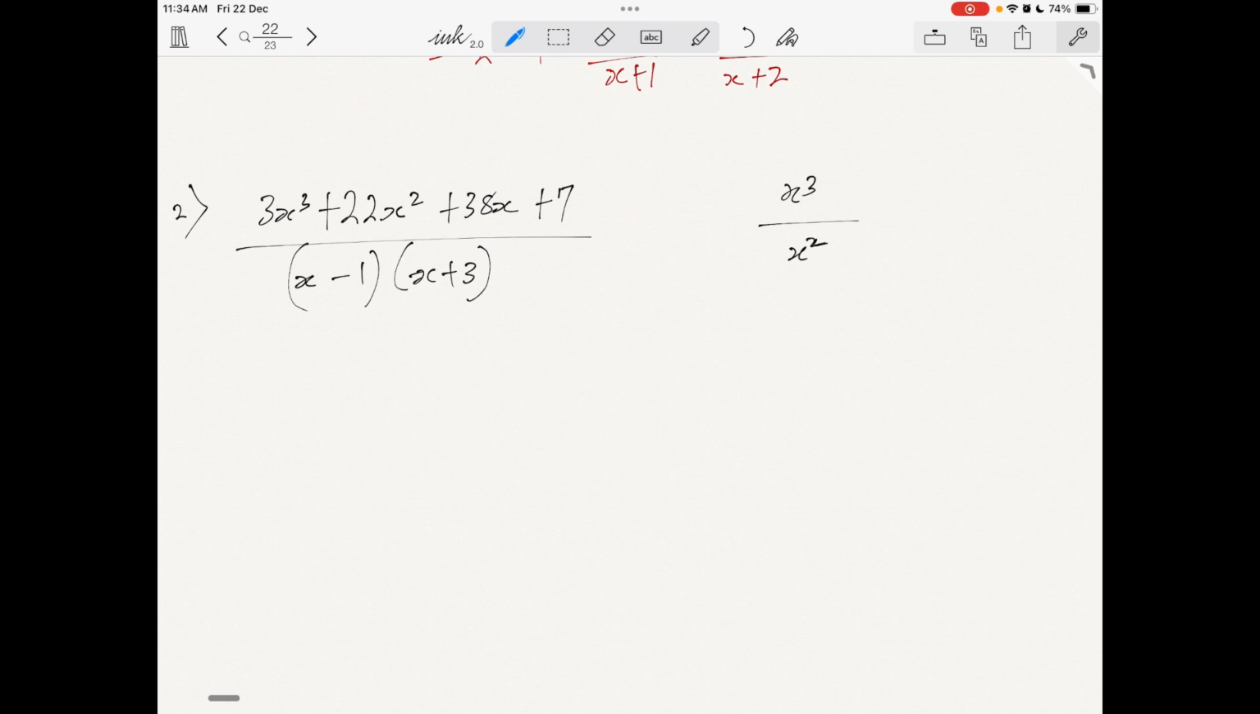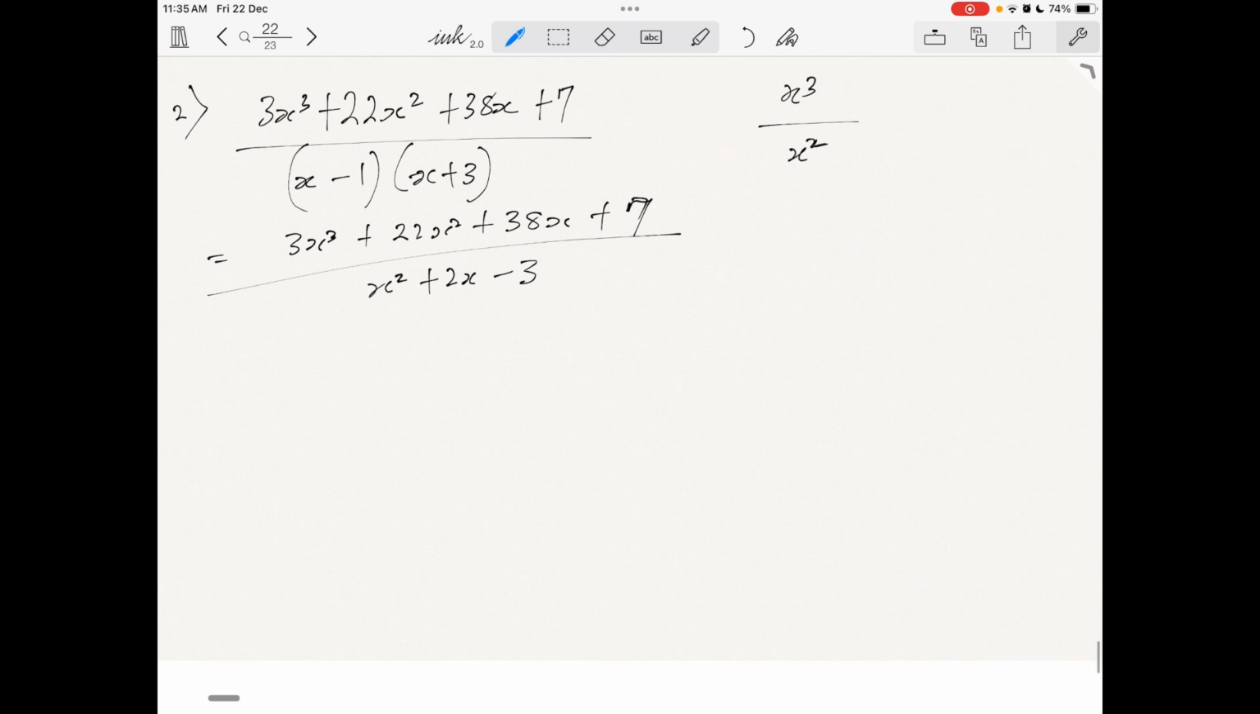So after that is done, we just have to open the denominator. Okay, so let's open the denominator. So we have 3x cubed plus 22x squared plus 38x plus 7. If we open up the denominator, we will have x squared plus 2x minus 3.